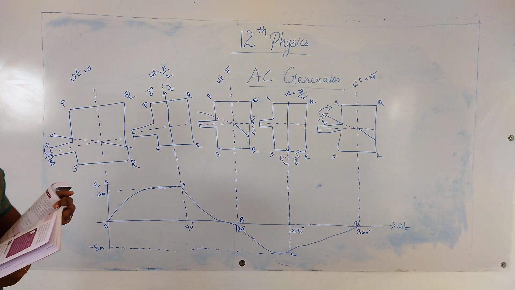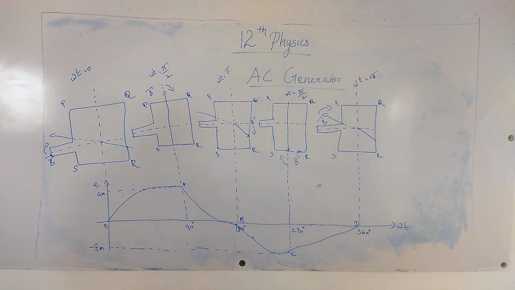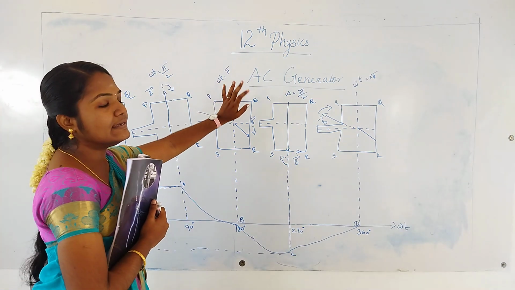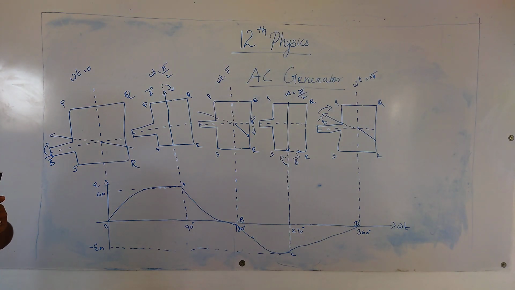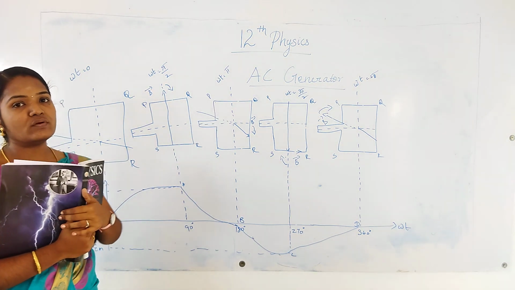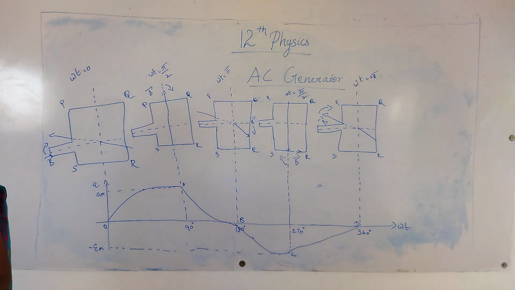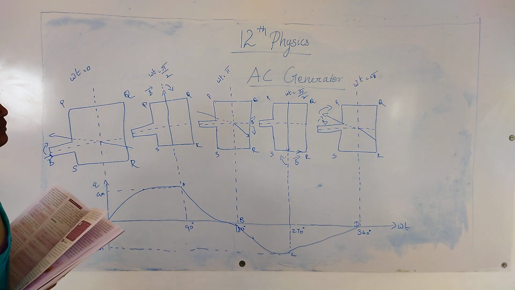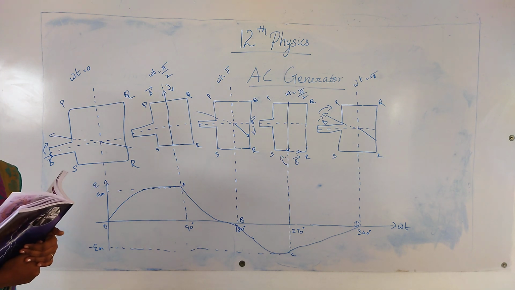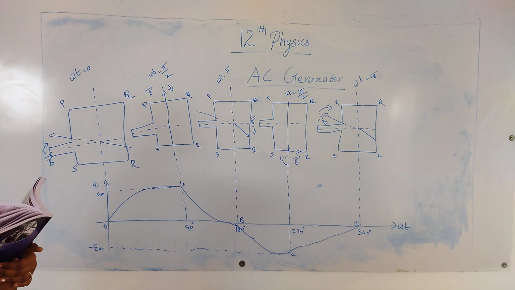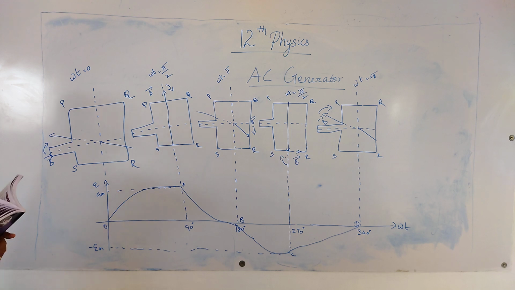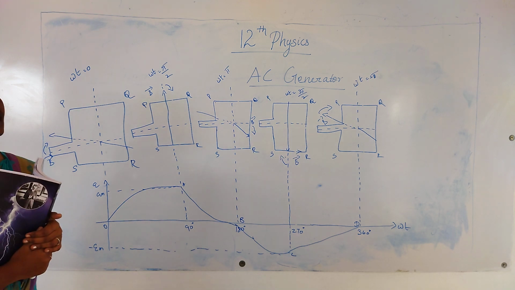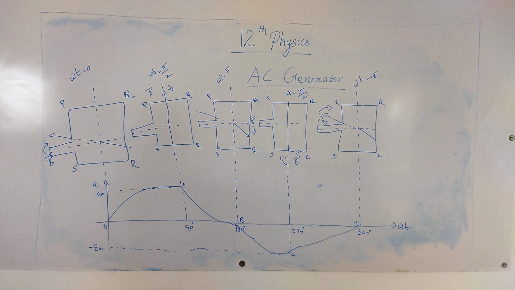An AC generator, or alternator, is an energy conversion device. It converts mechanical energy into electrical energy by using a rotating coil and a field magnet. The alternator produces a large scale of electric current, so it is used in homes and industries.